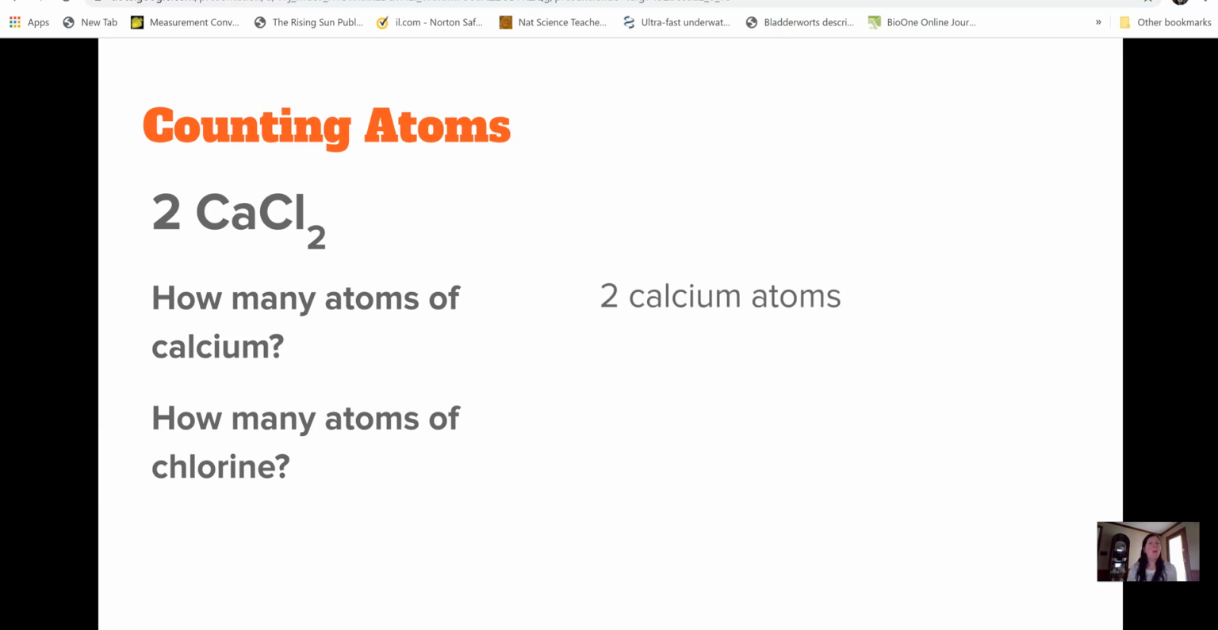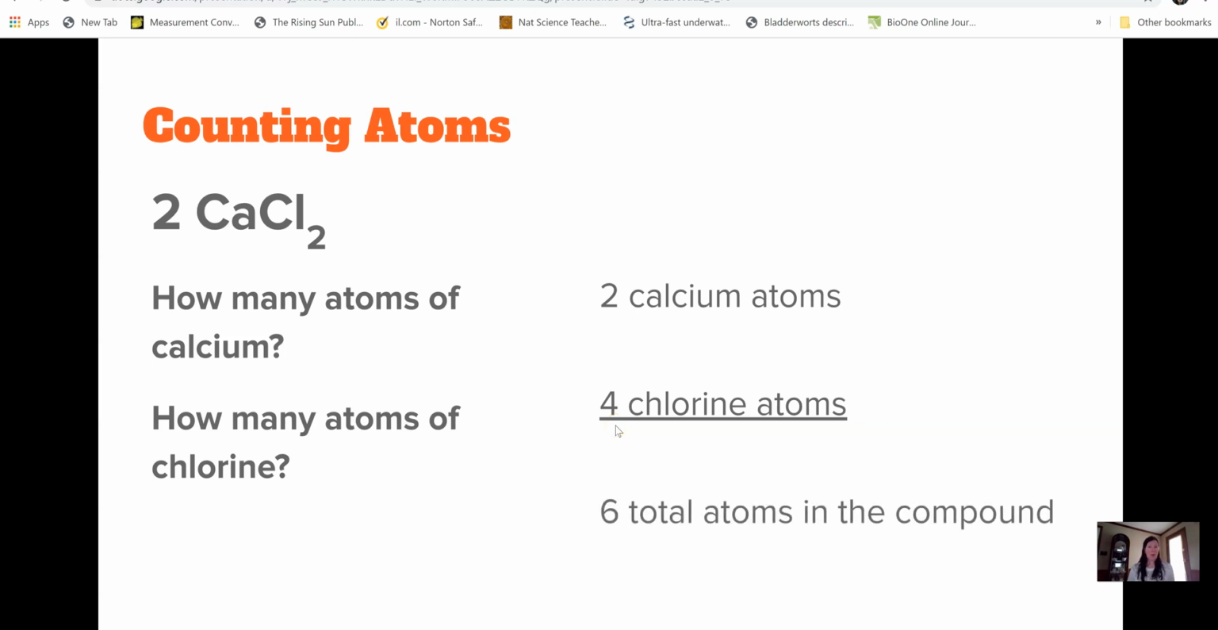All right, so then we look at the chlorine. So we've got 2 numbers that apply to it. We have the subscript 2, which says we have 2, and then we've got that 2 out front. And what we're going to do is multiply them. 2 times 2, we have 4 chlorine atoms. So you just add these together, 2 calcium and 4 chlorines, and you'll find that you have a total of 6 atoms in this compound.